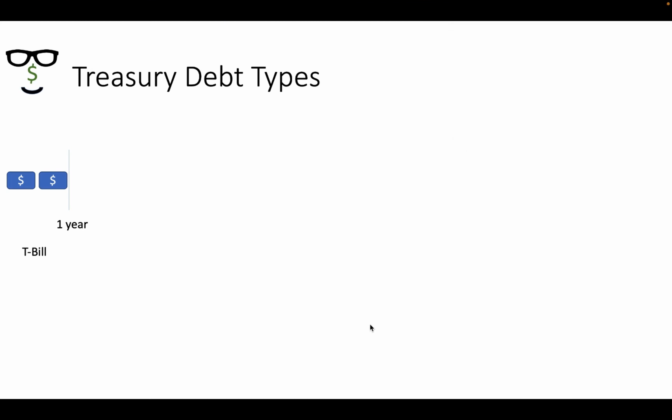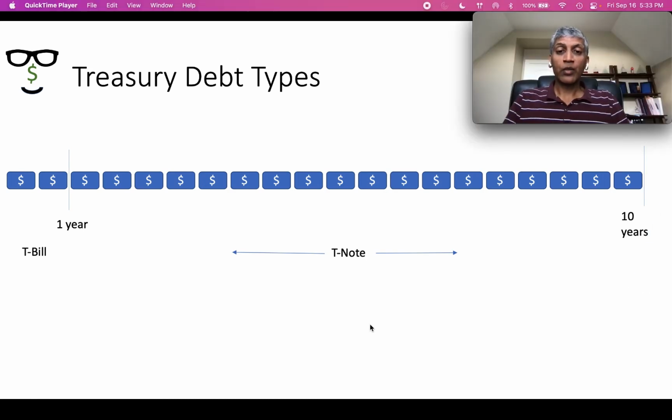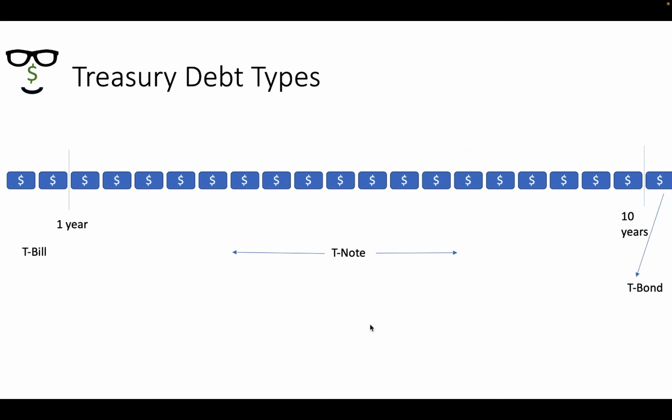Now, what if the duration is more than a year? In that scenario, we call that a treasury note. So a note is something whose duration is more than a year and less than 10 years. And there are treasury instruments called bonds that may go up to 30 years. And so the point to really understand here is there are 3 kinds of debt: the bill, the note, and the bond.